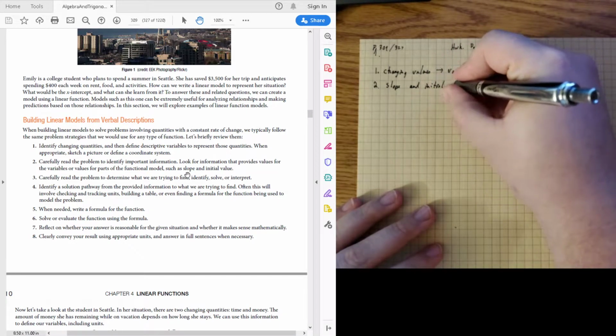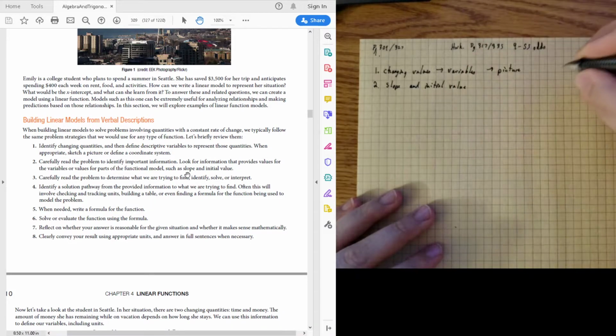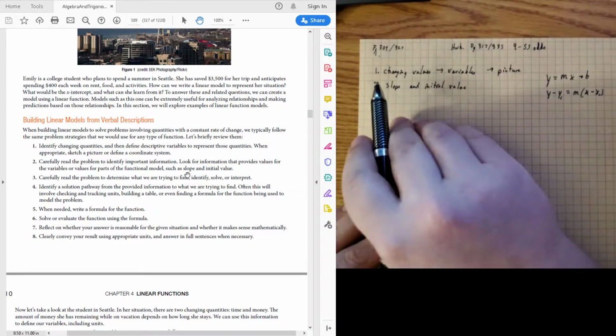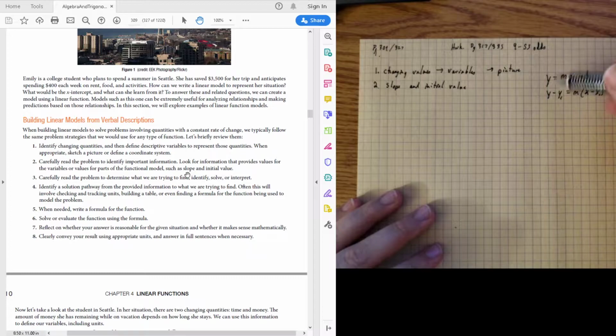When it comes to a linear equation, remember, most linear equations are going to have the form y equals mx plus b for a lot of these problems, or variations on it, such as the point-slope form, y minus y1 equals m times (x minus x1). With this information, if you can determine the slope and the initial value, you've got this equation pretty much on lockdown.